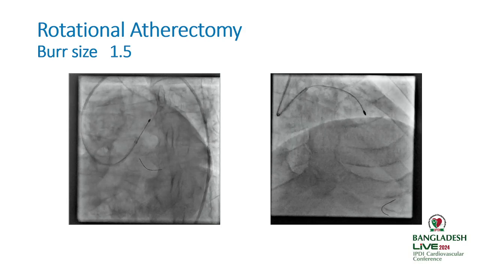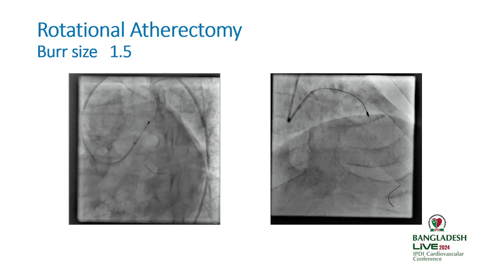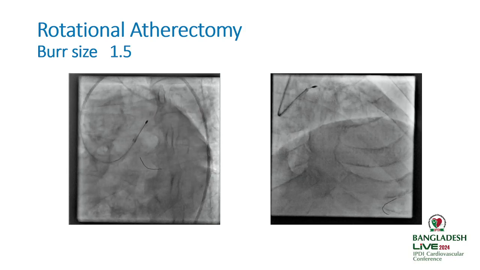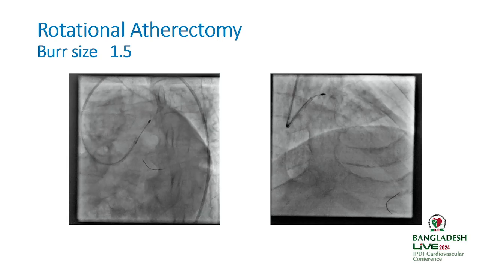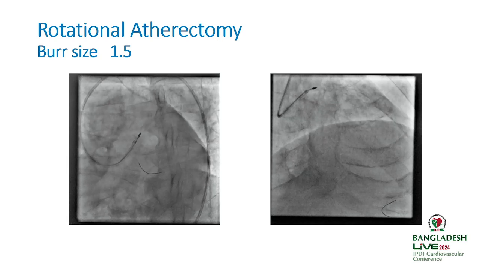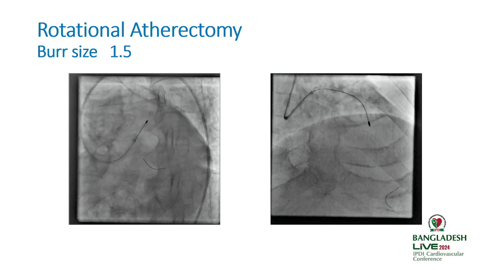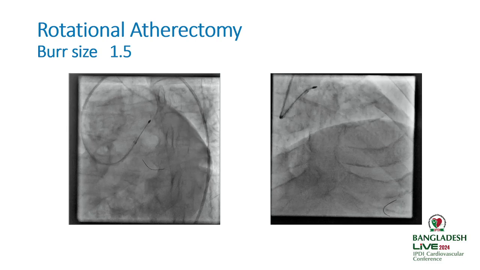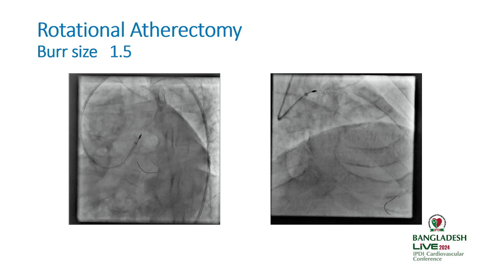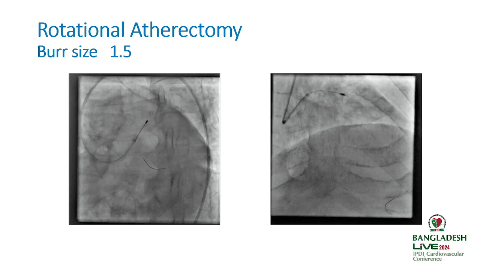We selected burr size 1.5. We took the burr from the proximal LAD to mid and distal, and we took 15 to 20 seconds in each run, and in between, for pecking, there was 20 to 30 seconds. During the procedure, we monitored the patient by hemodynamics and also by ECG. The patient was hemodynamically stable, and then we go for angiogram.